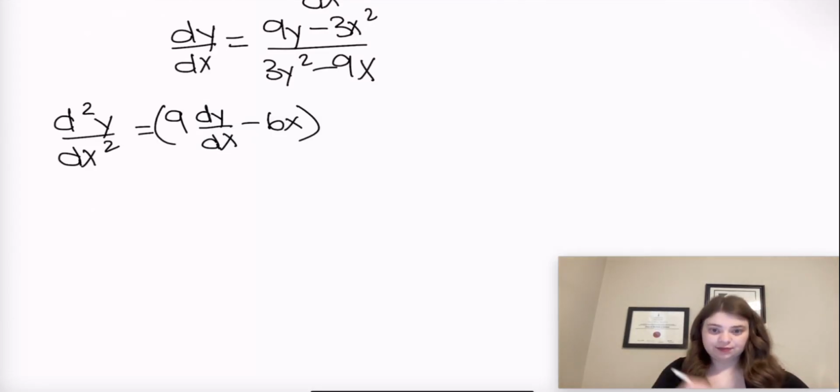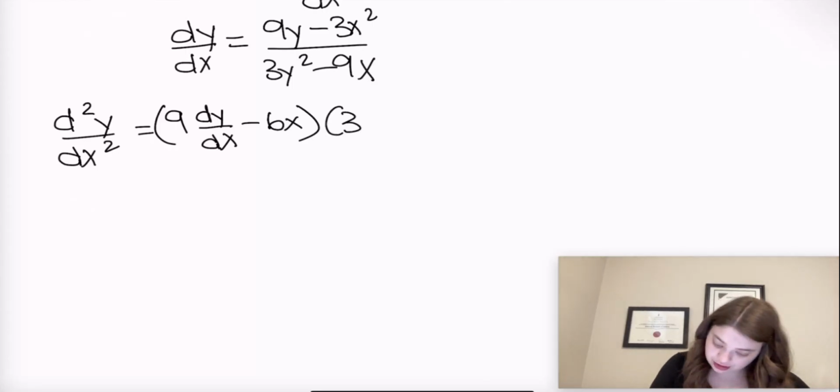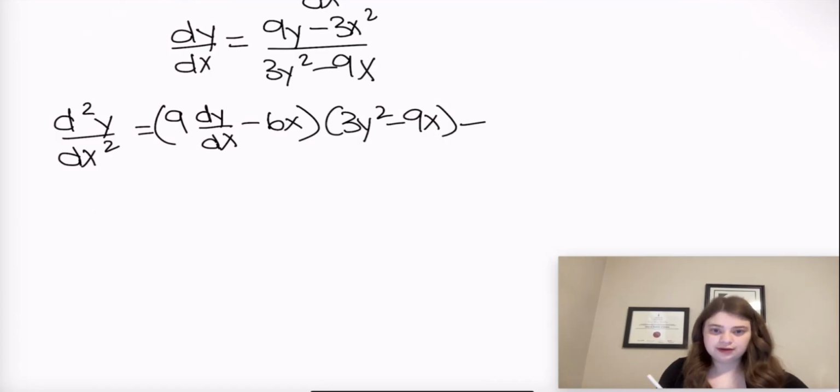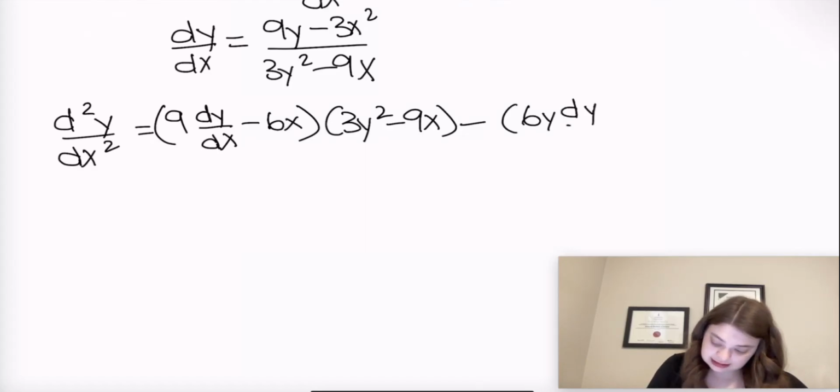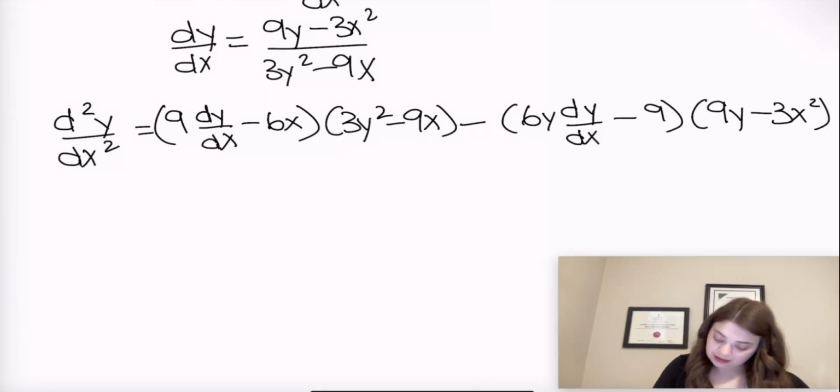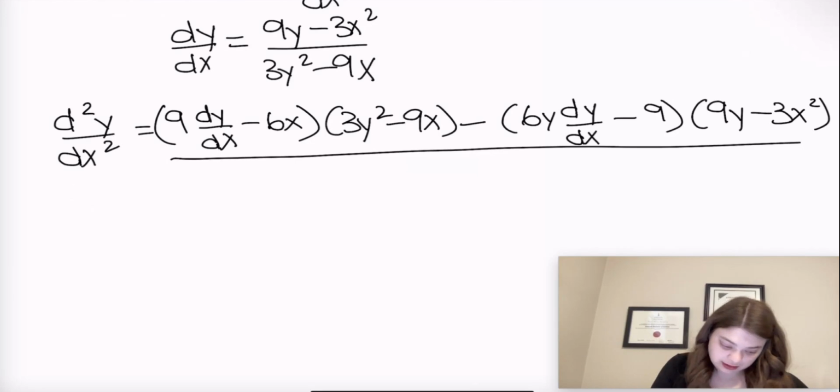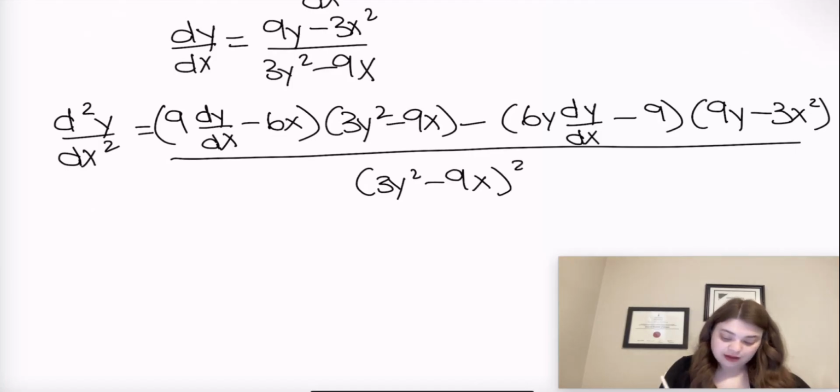And then times the bottom, right? So bottom, we're just going to copy it. And then minus derivative of the bottom times the top. So what's derivative of the bottom? Well, that'd be 6y dy over dx minus 9, and then times the top, which was 9y minus 3x squared. And then that's all over the bottom squared, right? Like that.